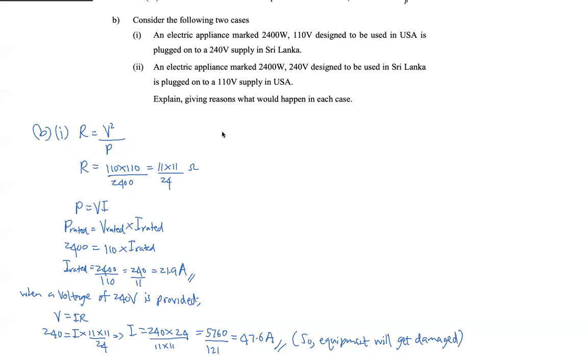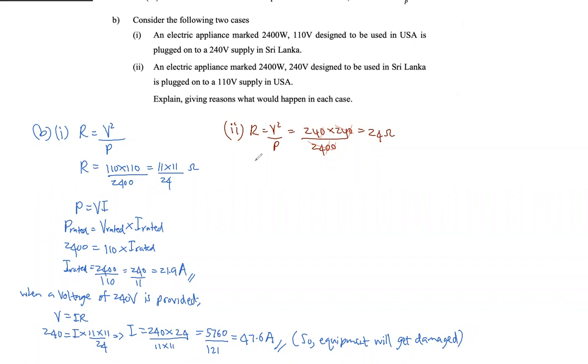Similarly, if you take Roman 2, what's going to happen? Now R equals V squared over P. Let's quickly finish this off, just like the previous one. V squared is 240 into 240, the rated voltage, and the rated power is 2400. This is easy, the zeros cancel out, 24 also cancels, it's 24 ohm. So we know R now.